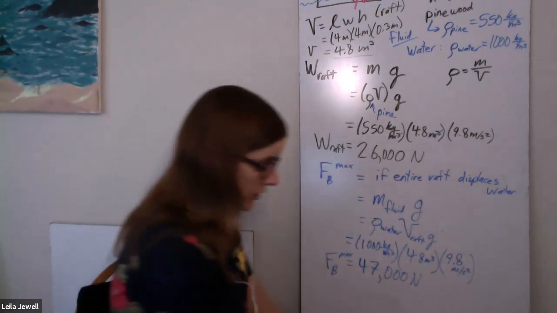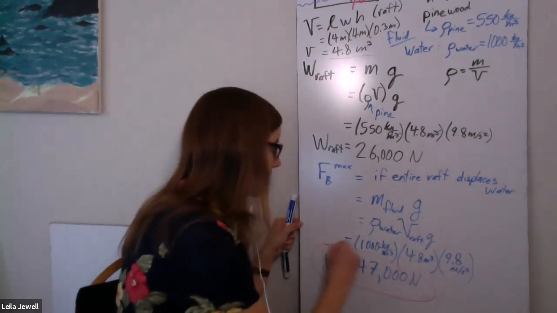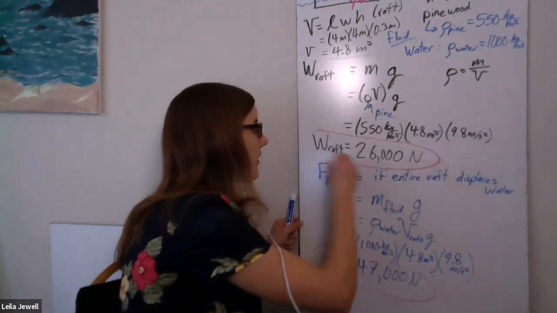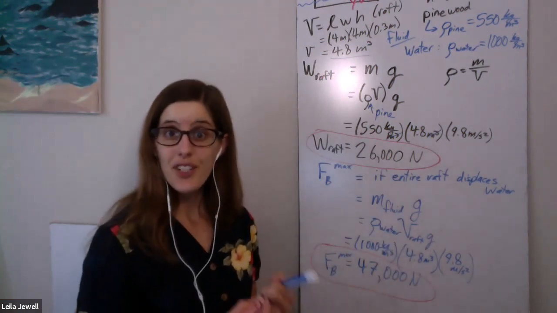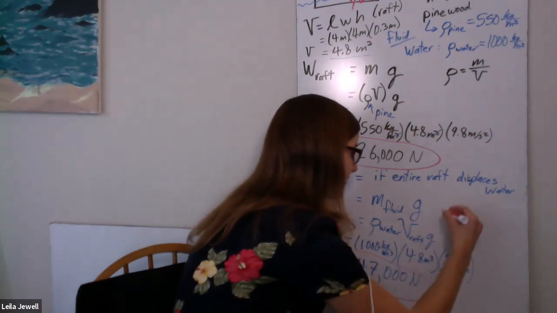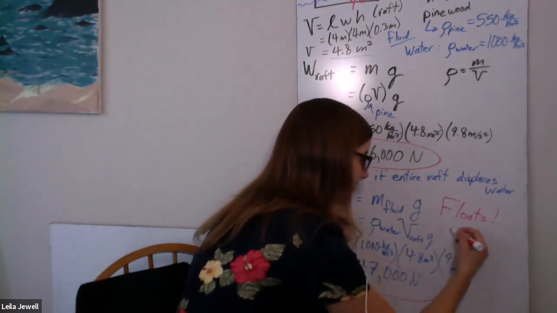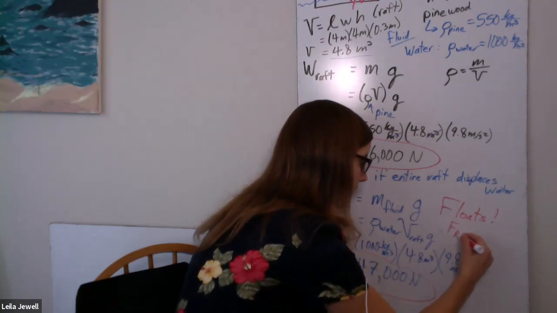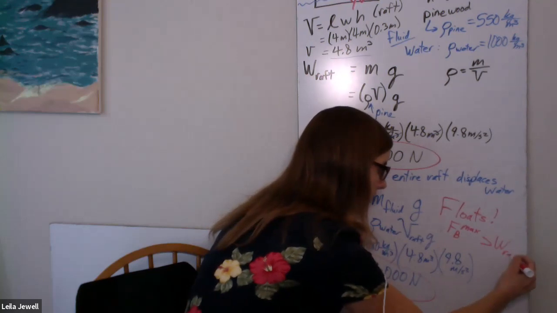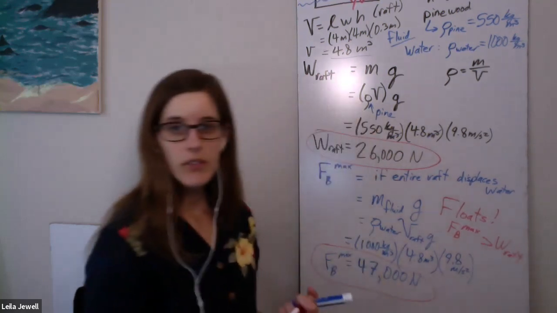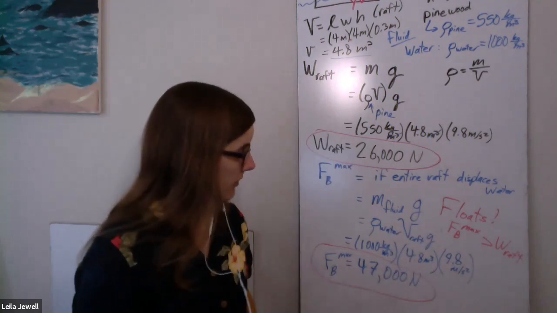And notice this 47,000 newtons is definitely larger than the weight of the raft. So because it is larger, the raft does float. F_B max is greater than the weight of the raft. So that's great. That's our big picture idea here.